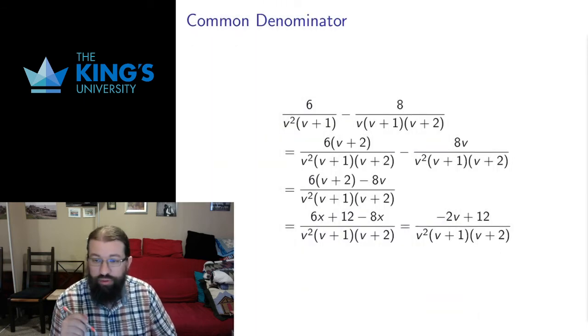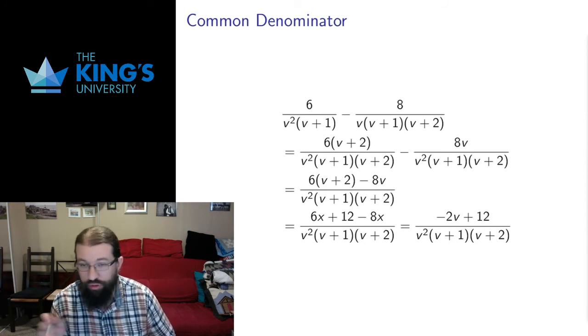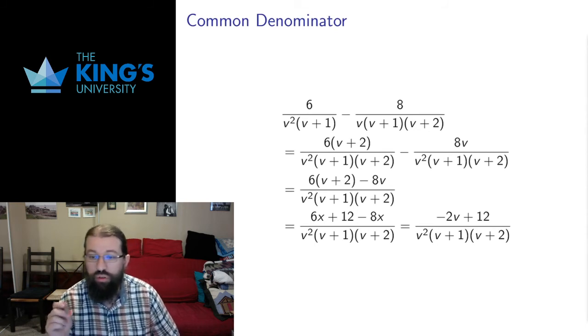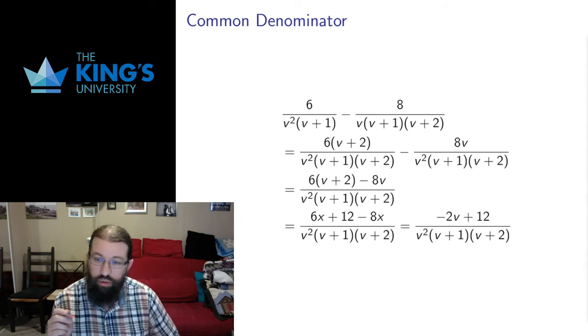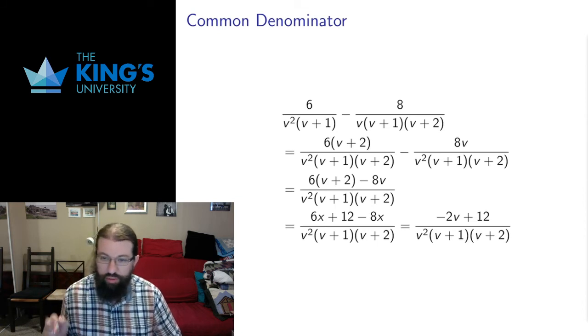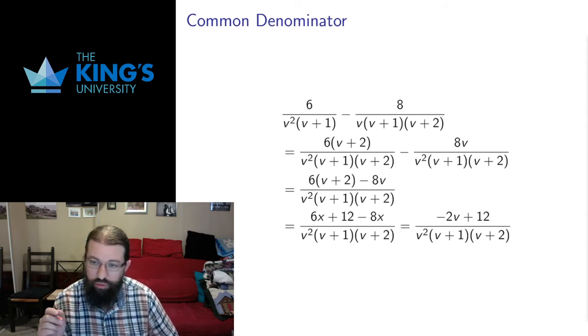As with numbers, sometimes you can find a better common denominator than just the product of the two denominators. And that involves things that have common factors. So let's try and do this subtraction. 6 over v squared times v plus 1 minus 8 over v times v plus 1 times v plus 2. In this case, the common denominator is going to involve these common factors, v squared, v plus 1.